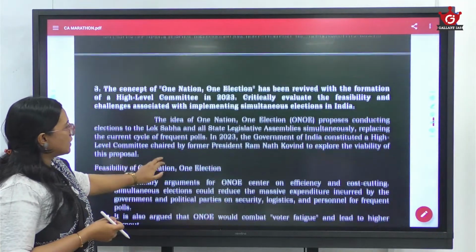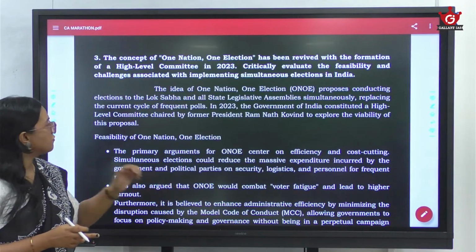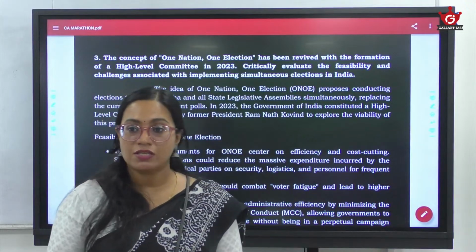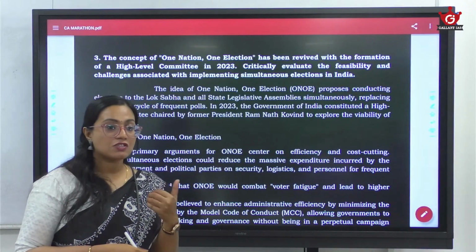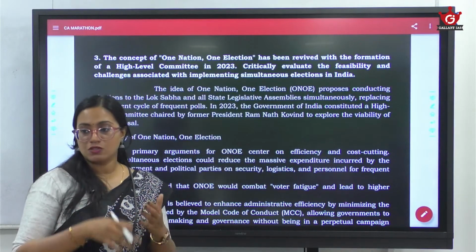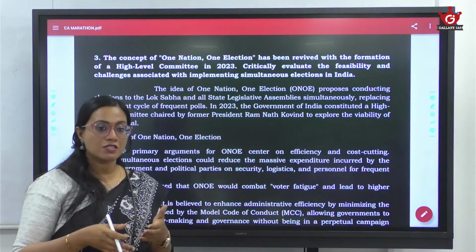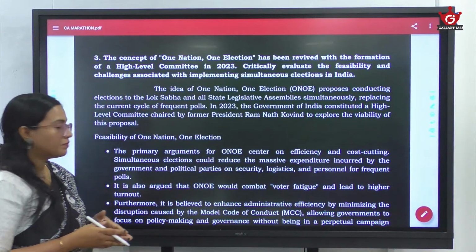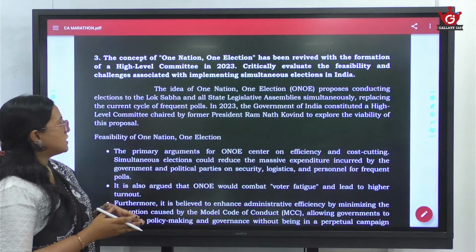The concept of One Nation, One Election has been revived with the formation of a high-level committee in 2023. Critically evaluate the feasibility and challenges associated with implementing simultaneous elections in India. Actually, this question talks about the committee which was formed in 2023, which means you may feel that this is not very relevant for us. But it's not like that, because these topics are always in the news. Whether it is related to 2023 current affairs or 2024 current affairs, it is always in the news, especially the Election Commission of India. Okay, so the question is like, critically evaluate the feasibility and challenges.